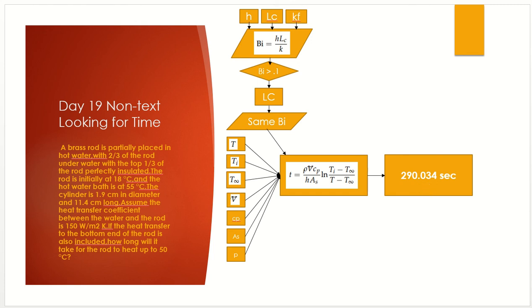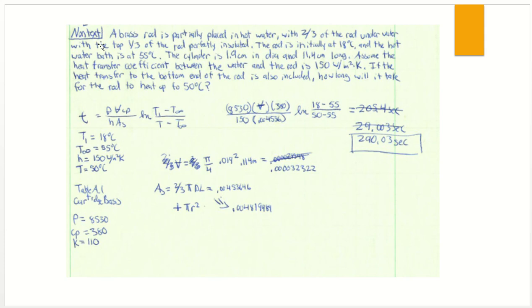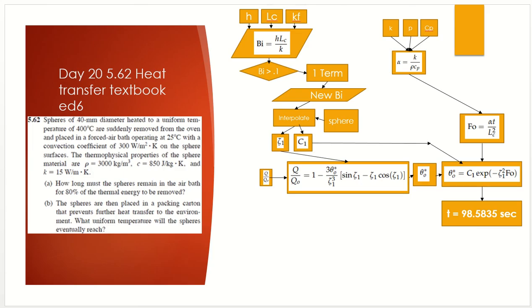And to double check that, here is my homework of the same problem. I didn't carry it out to exactly this many decimal points, and the surface area is calculated, and so we can see, yes, it works. So let's try a different example.